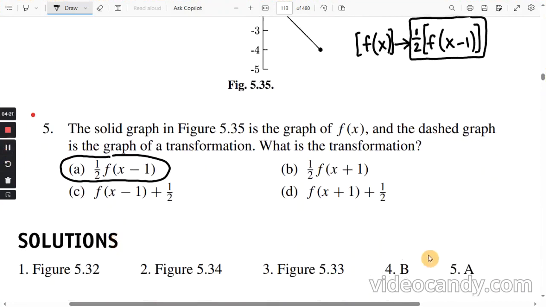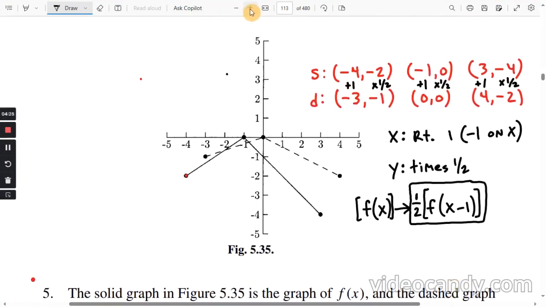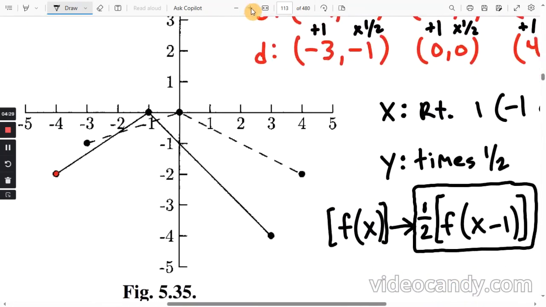And double check, 5 is A. So that's correct. All right, so if you look at the graph, see if it makes sense. X -1 makes everything shift right by 1 unit. This one here to here went right 1. Here to here it went right 1. And here to here it went right 1. So that's good.